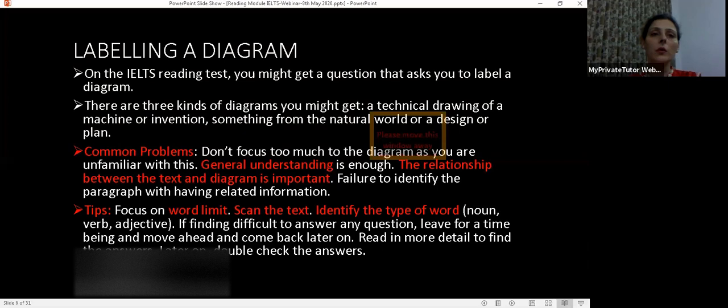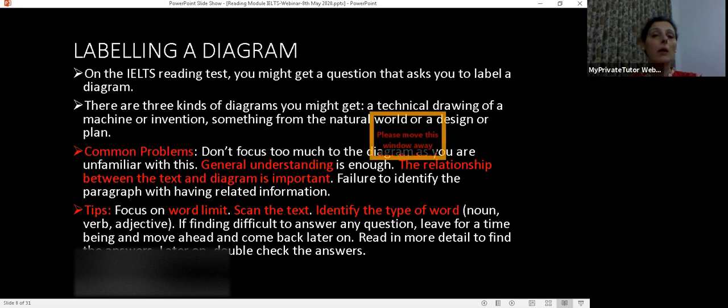The very first question type, as I told you: if you have to label a diagram, how are you going to do that, and what tips and strategy are you going to apply? On the IELTS reading test, you might get a question that asks you to label the diagram. There are three kinds of diagrams. You might get a technical drawing, machine, or invention; something from the natural world; or a design or a plan. Not everything is going to come from one aspect. It can be from the technical side, maybe a machine, or from the natural world. You have to label that.